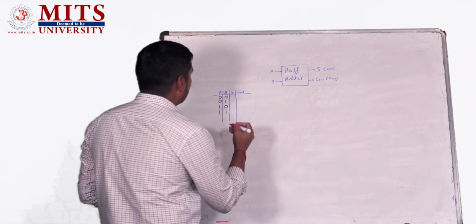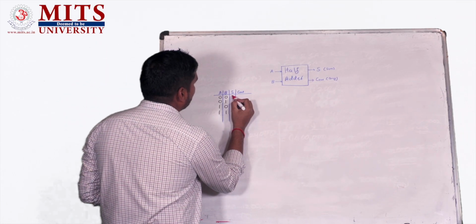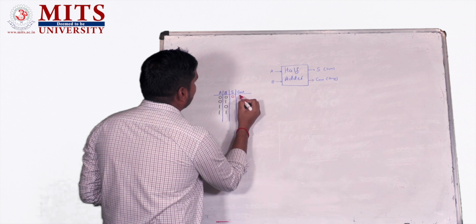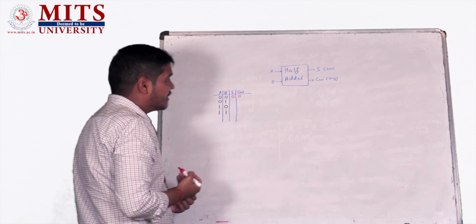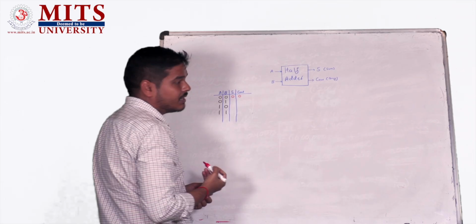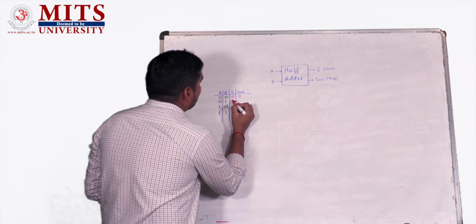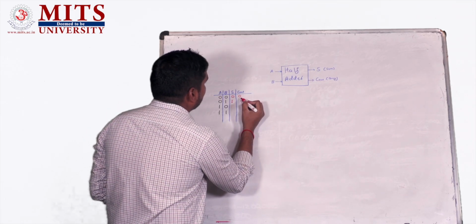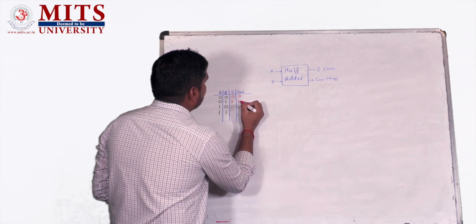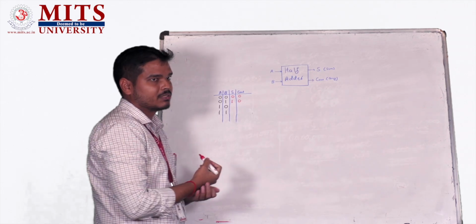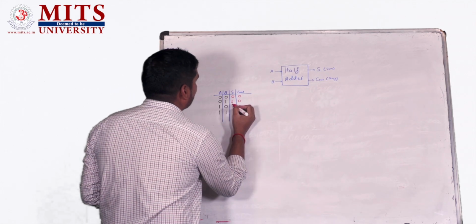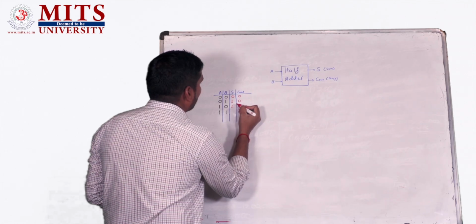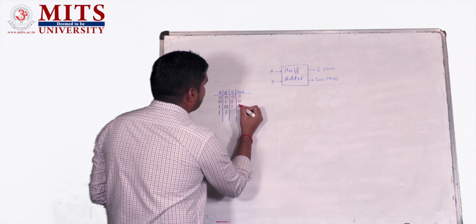So if we'll add 0 and 0, it will produce 0 as sum and there will not be any carry. So this will also be 0. If we'll add 0 plus 1, the sum will be 1 and carry will be 0. There is no carry generated in this operation. So output carry will be 0. Same way, 1 plus 0, 1 will be sum and carry output will be 0.